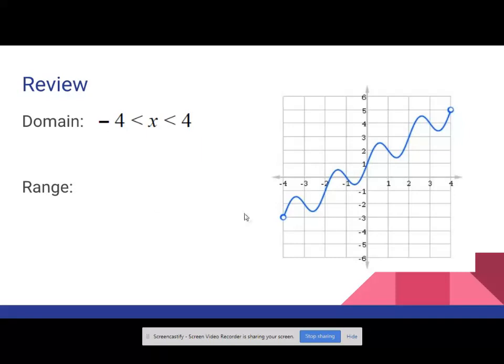Range, same idea as the y values. We're going to look for the lowest y value, which is at -3, and the highest y value, which is at 5. And all the y values in between, it might be that there's more than one. That's okay for the y values. It's the x values that we can't have a duplicate on. And so the range would be from -3 all the way up to 5 and everything in between. And again, because of those open circles, you would not have an equal sign underneath that. It would just be less than and just be greater than.